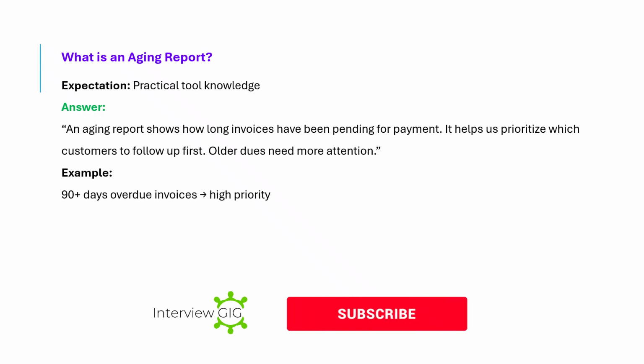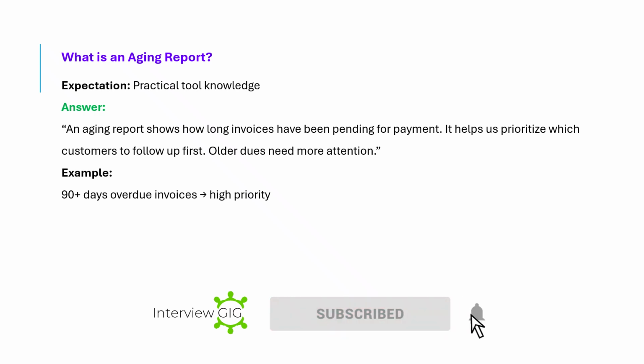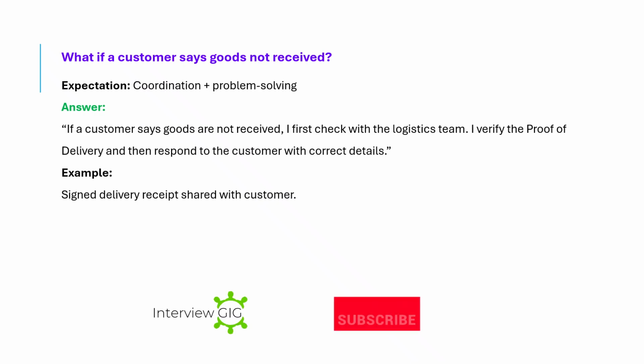What is an aging report? Expectation: practical tool knowledge. Answer: an aging report shows how long invoices have been pending for payment. It helps us prioritize which customers to follow up with first. Older dues need more attention. Example: 90+ days overdue invoices, high priority.